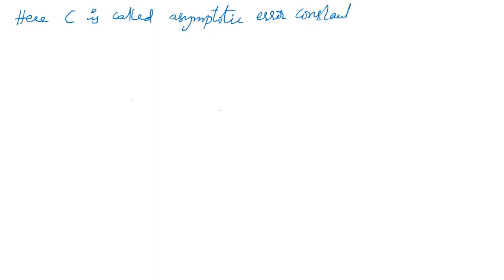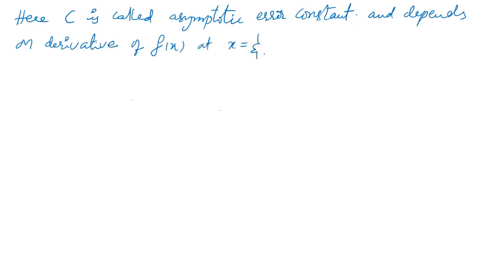And here the constant C is called asymptotic error constant. It depends on derivatives. C contains derivatives of f of x at x equal to xi.